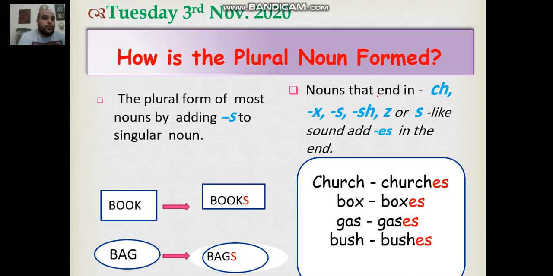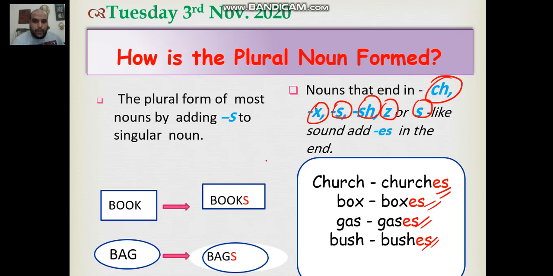If you ever meet a word that ends in CH, X, S, SH, Z, you are going to add ES. Okay? For example, church, churches, box, boxes, gas, gases, bush, bushes, quiz, quizzes, with ES.